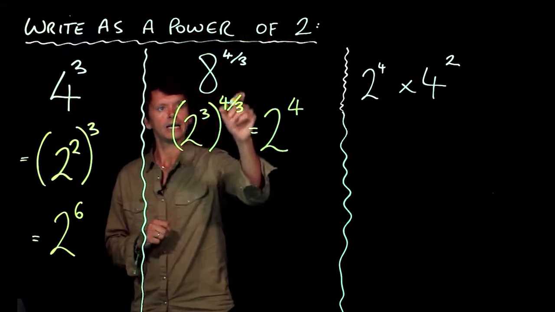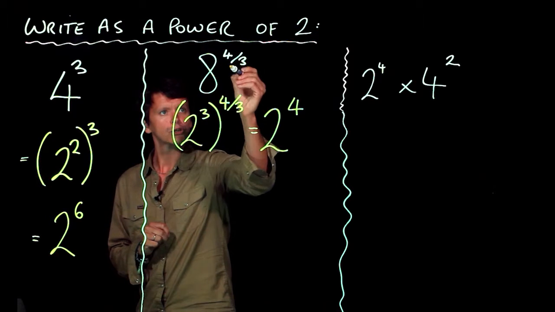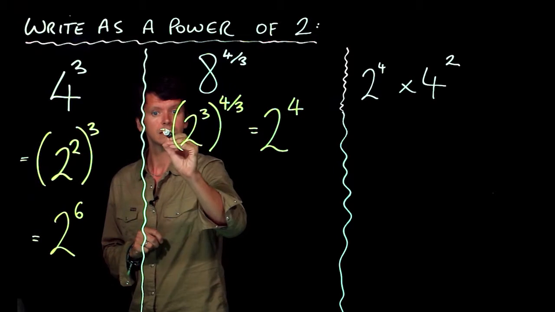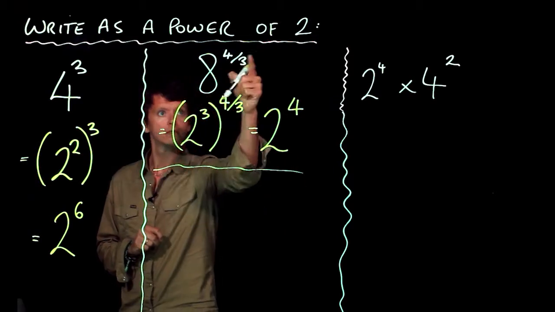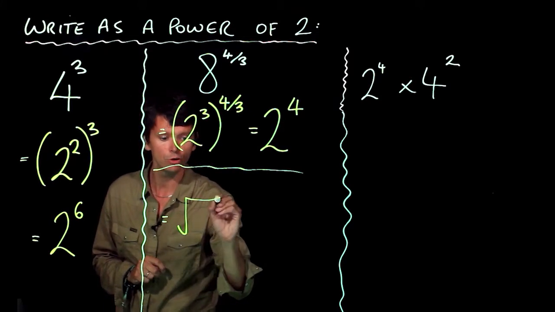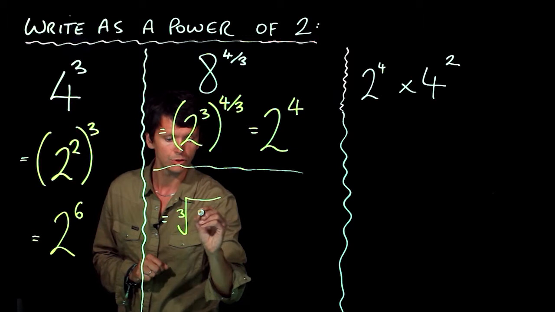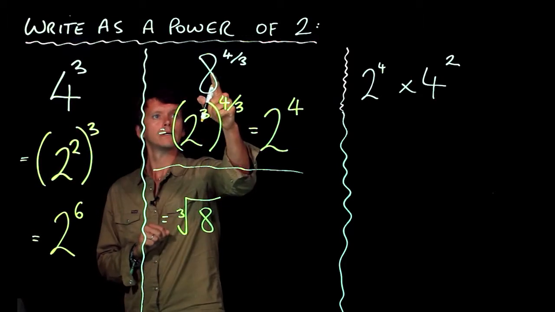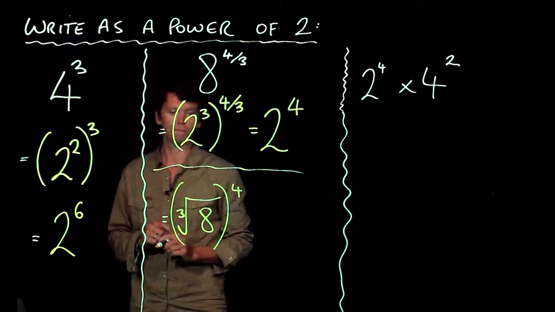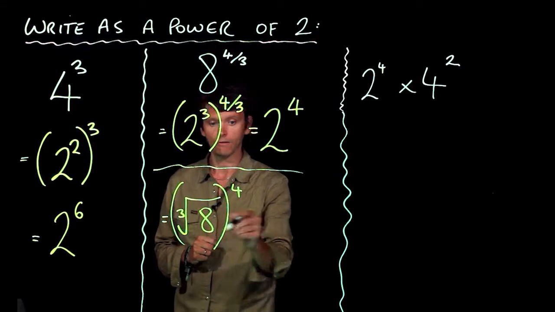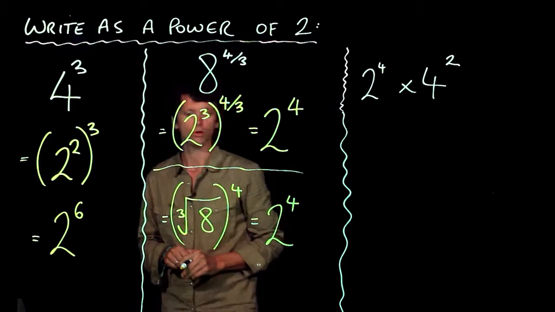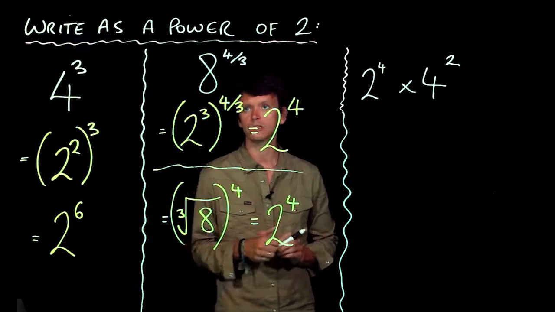The other way that we could have done that is to deal with this fractional power first. And you could have therefore said that, if we look at our denominator, 3, we know that we're dealing with the cube root of 8, and that we're raising that to the power of 4. The cube root of 8 we know is 2, so we've got 2 to the power of 4. Two different approaches to the same answer.